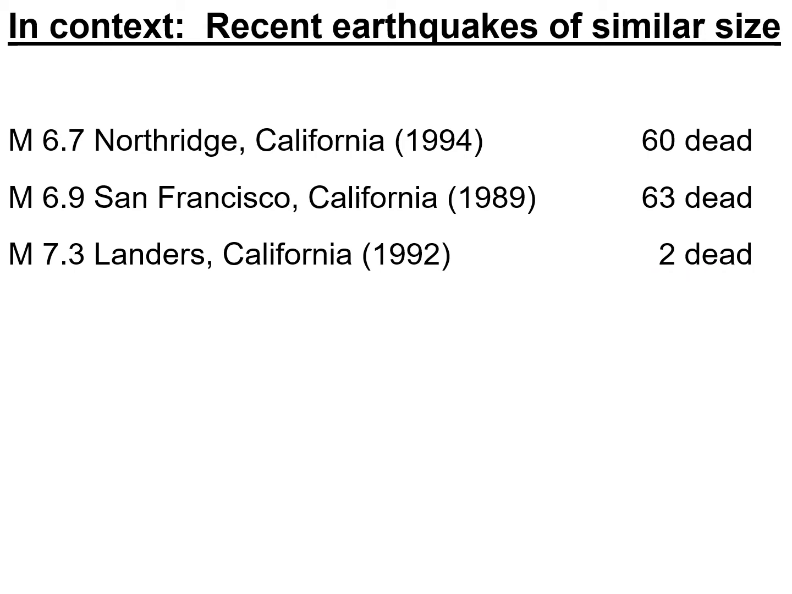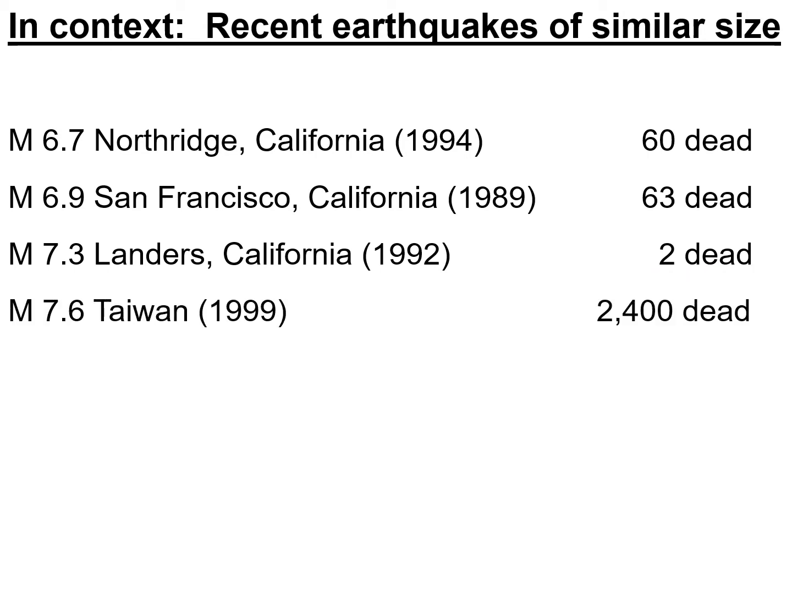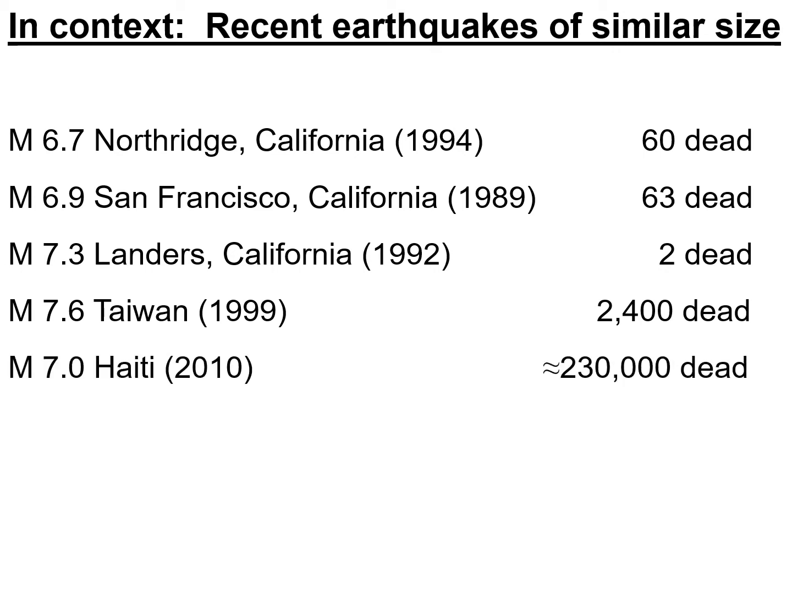And then we look at a 7.6 in Taiwan back in 1999. That killed about 2,400 people, so a bit higher death toll, again largely because of the denser population in that area. And then the Haiti earthquake, again, this is an estimate, I should say, not the estimate. Estimates for the death toll have ranged anywhere from about 70 or 80,000 up to over 230,000.